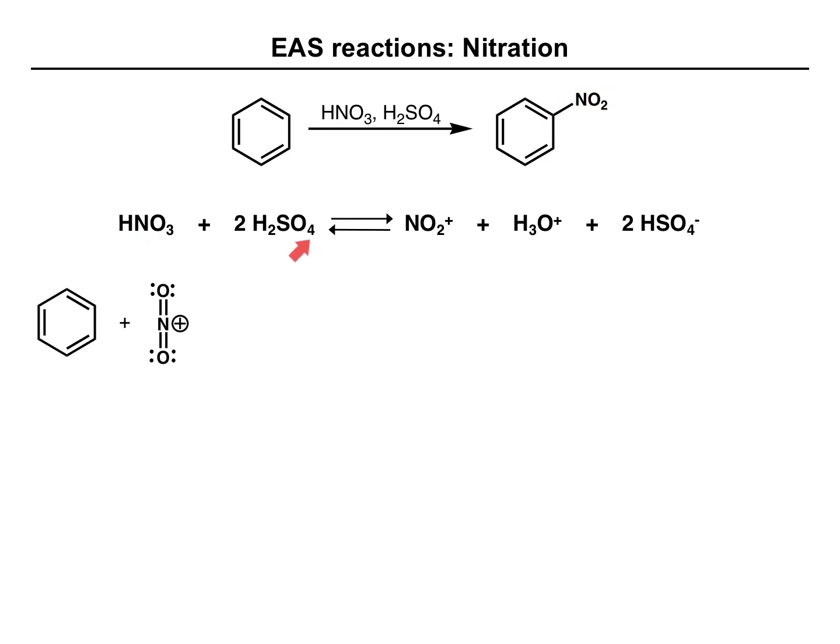Nitric acid plus sulfuric acid leads to the formation of NO2+, H3O+, and HSO4-. You don't have to worry about how this works. I just want you to see that NO2+ is the actual electrophile that's generated. Now let's think about the mechanism of this reaction.